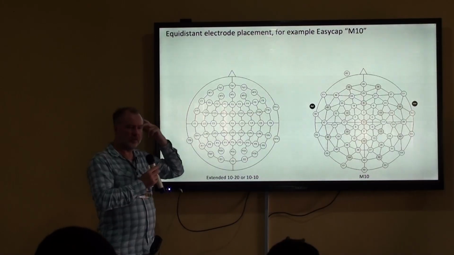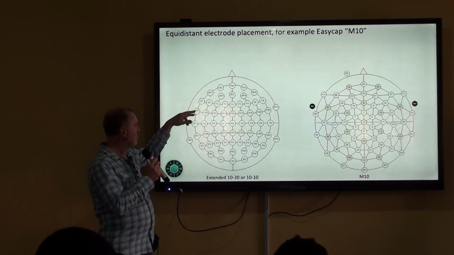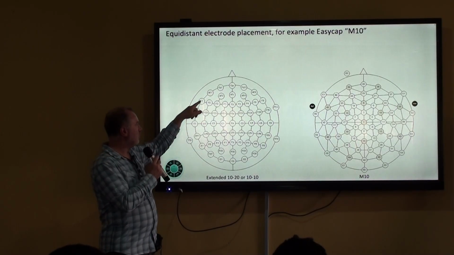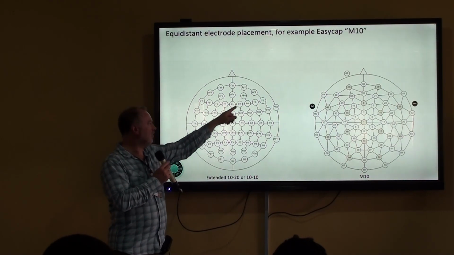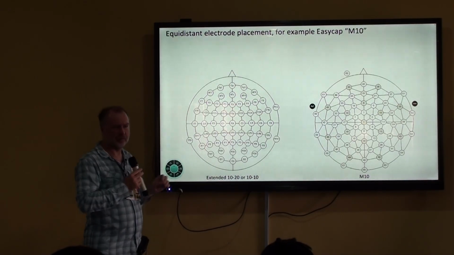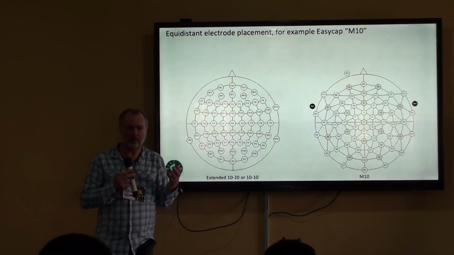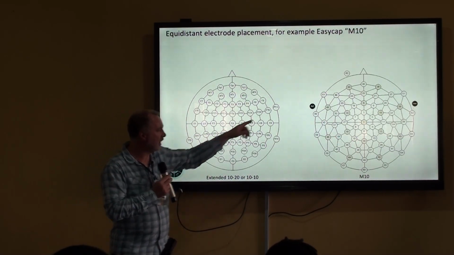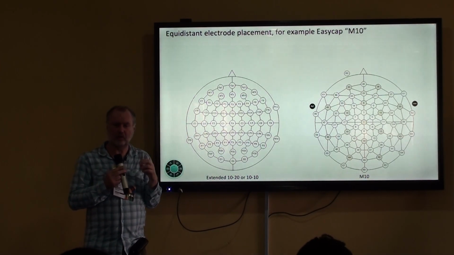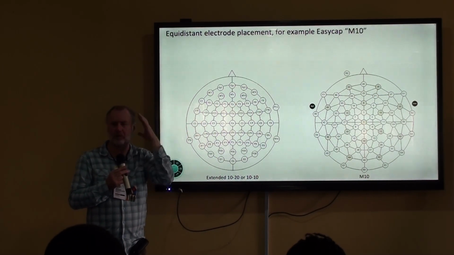the middle line is the longest, whereas if you go towards the front, the line gets shorter and shorter, which means that with equal distances, 10% distances, these electrodes are closer to each other than these ones. And the equidistant caps, they resolve this by placing the electrodes more in a circular arrangement, so the distance between two neighboring electrodes is approximately the same everywhere on the scalp.